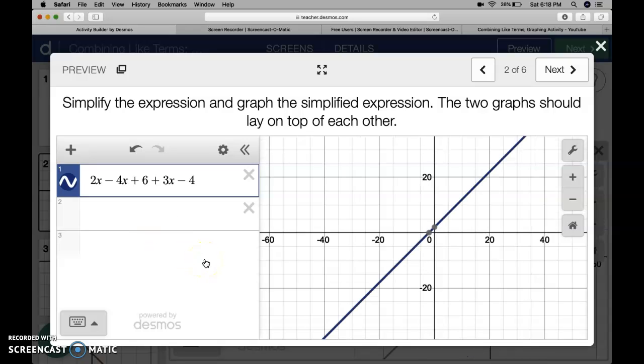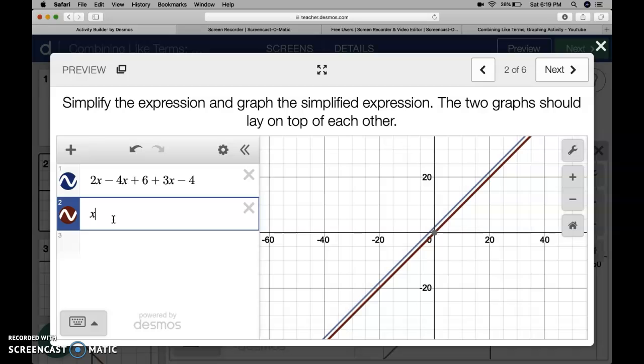Okay. To simplify by combining like terms, you want to find the terms that are like terms. Like terms have matching variables. So in this one, for example, 2x, 4x, and 3x are terms that have matching variables. Those are going to be like terms. Those you can combine. So you just do 2x minus 4x, that's going to be negative 2x, and then negative 2x plus 3x, that's going to be 1x, and that's the same as just x.